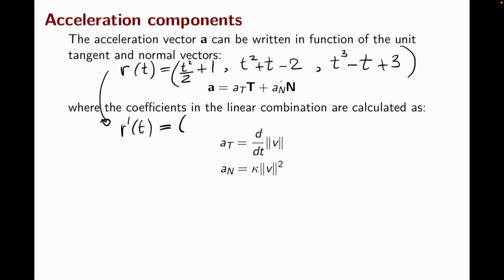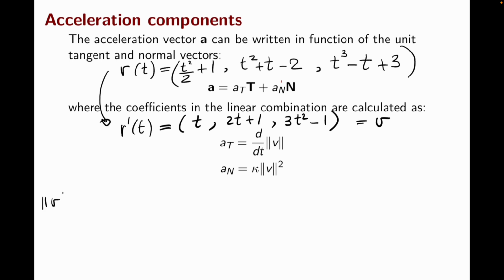Well, the derivative of t squared over 2 is just t. The derivative of 1 is 0. So the derivative of t squared plus t minus 2 is going to be 2t plus 1, since the derivative of t is 1 and the derivative of a number is 0. And the derivative of the third component is going to be 3t squared minus 1. Okay, so this is the velocity, r prime, and now the norm of the velocity is just the norm of this vector.